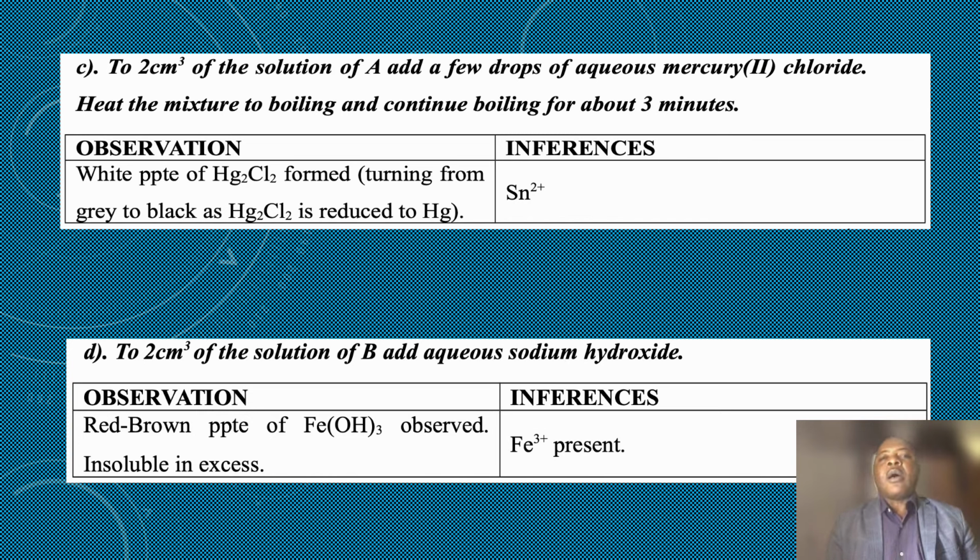Then we realize that the metal there is also a cation. Then the next part: to 2 cm³ of the solution of B, add aqueous sodium hydroxide. My observation was a red-brown precipitate of iron 3 hydroxide. It is insoluble in excess. With Fe(OH)3, the cation present there would definitely be the iron 3 plus ion.